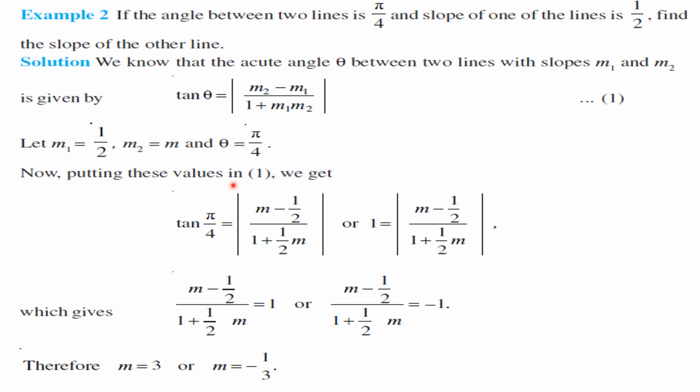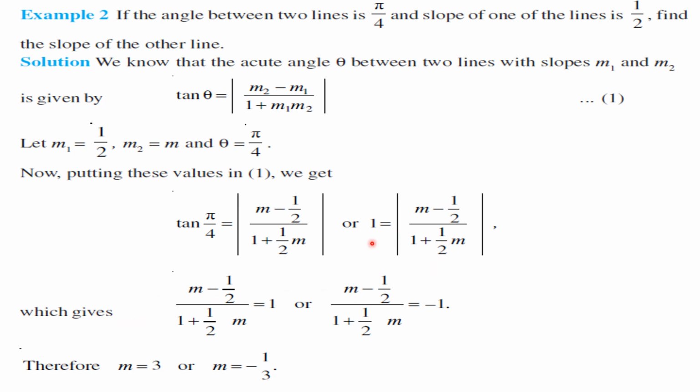Now putting these values in equation 1, we get tan pi by 4 is equal to modulus of (m minus 1 by 2) whole divided by (1 plus M1 M2). What is the product of these two? 1 by 2 m. Yes or no, children? Understood this step? Right. That is equal to tan pi by 4. What is the value of tan pi by 4? 1. So 1 is equal to modulus of (m minus 1 by 2) by (1 plus 1 by 2 m). Understood this step, my children?